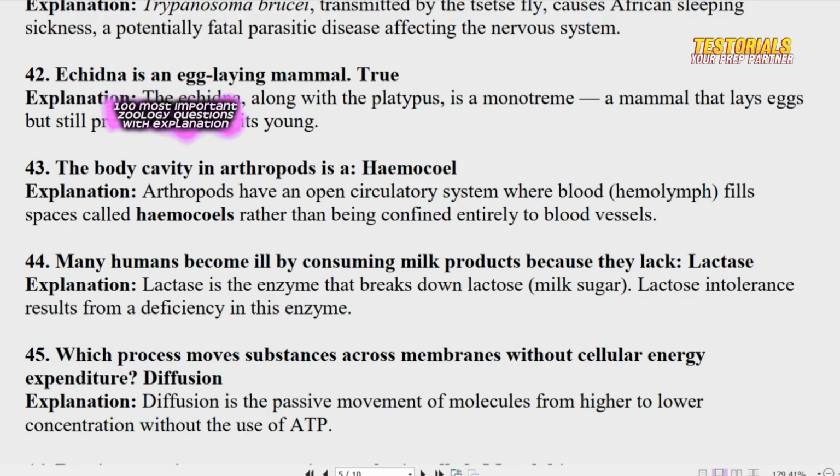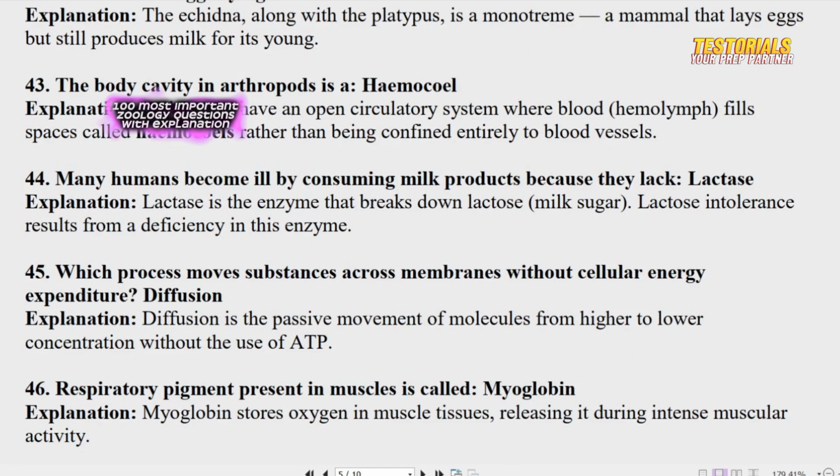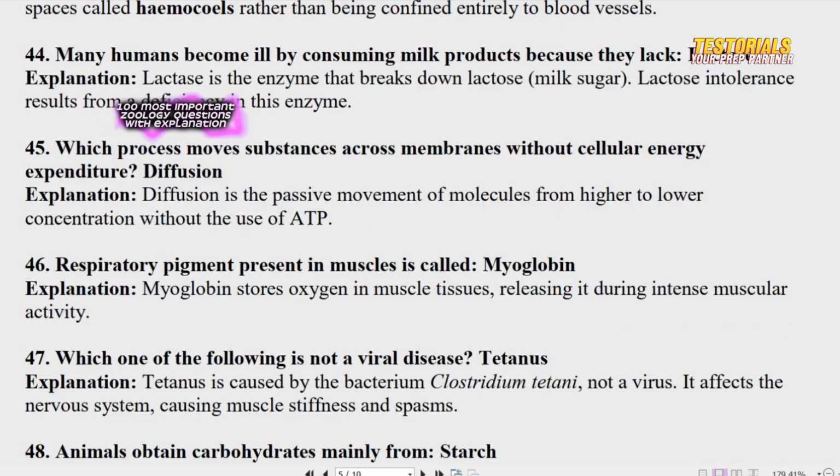43. The body cavity in arthropods is a hemocoel. Explanation: Arthropods have an open circulatory system where blood, hemolymph, fills spaces called hemocoels rather than being confined entirely to blood vessels. 44. Many humans become ill by consuming milk products because they lack lactase. Explanation: Lactase is the enzyme that breaks down lactose, milk sugar. Lactose intolerance results from a deficiency in this enzyme. 45. Which process moves substances across membranes without cellular energy expenditure? Diffusion.